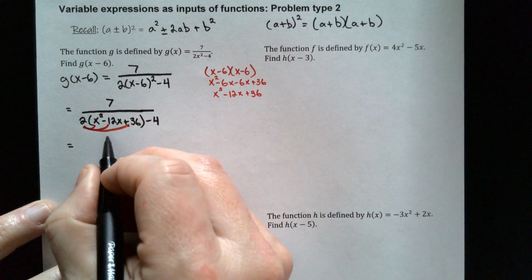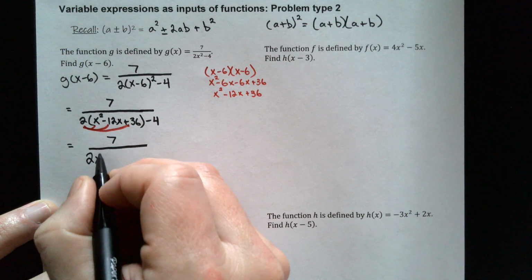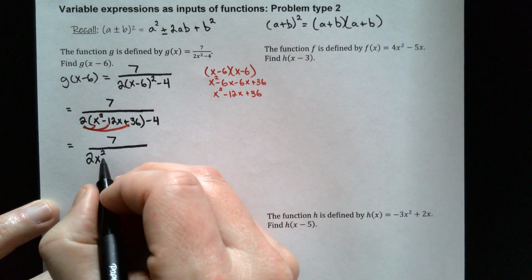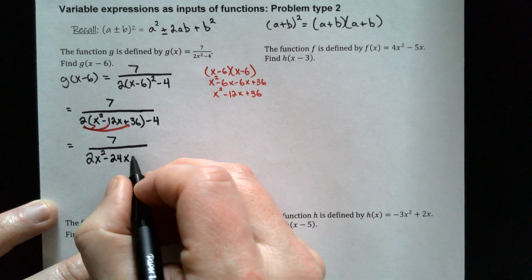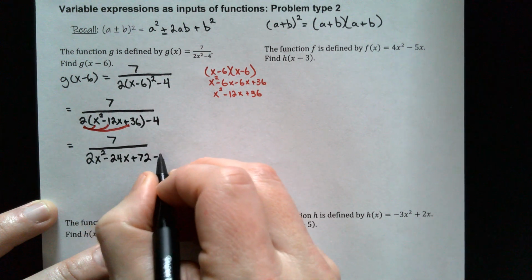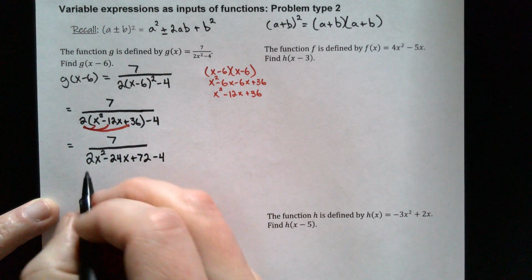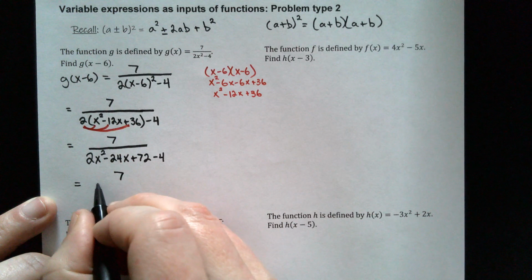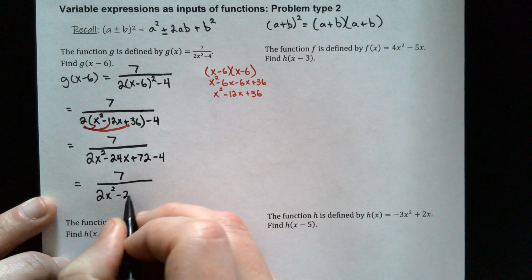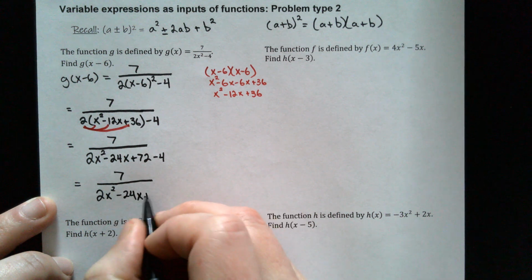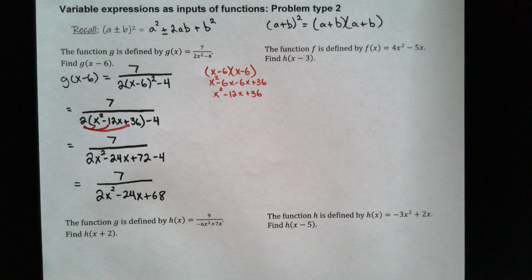So that gives me 7 divided by 2 times x squared is 2x squared. 2 times negative 12x is negative 24x. And then 2 times 36 is 72, and then minus 4. Okay, my last thing I need to do is combine this 72 with this negative 4. So my final answer on this one is 7 over 2x squared minus 24x plus 68. Okay.